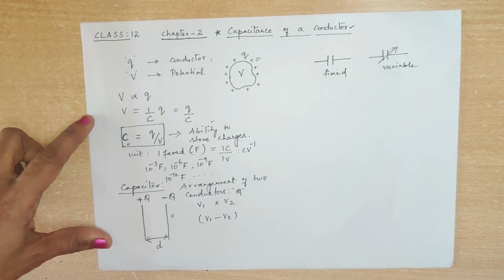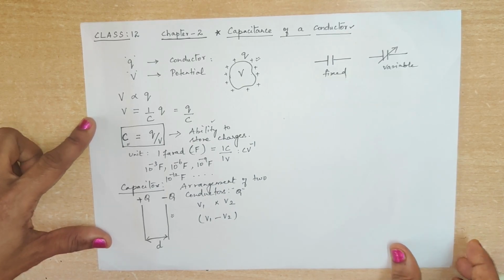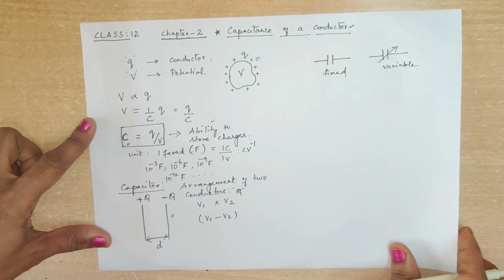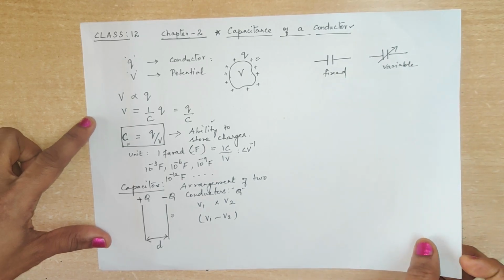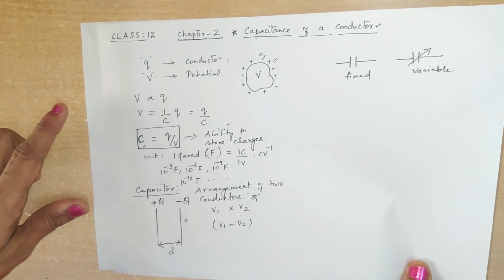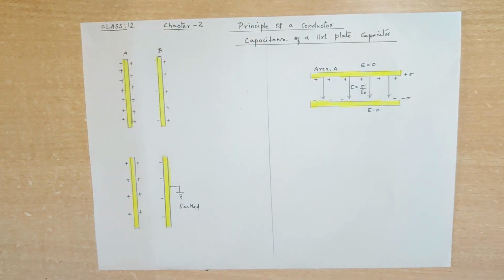This is the introduction for capacitance of a conductor and the capacity. Capacitors are nothing but arrangements of two such conductors. I hope you have learned. Now, let us proceed to the principle of a capacitor. How can we charge a capacitor?